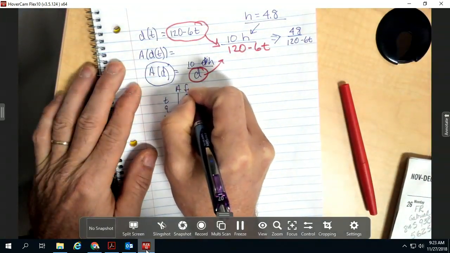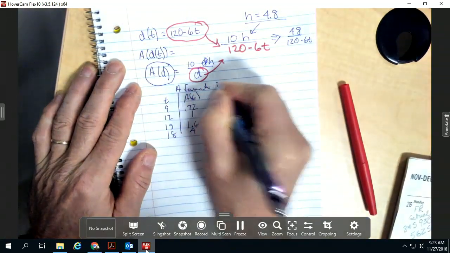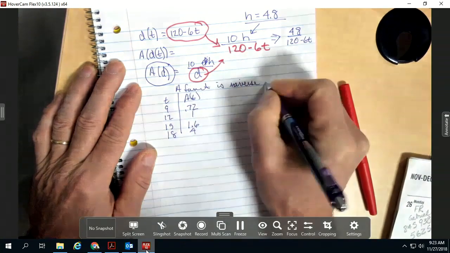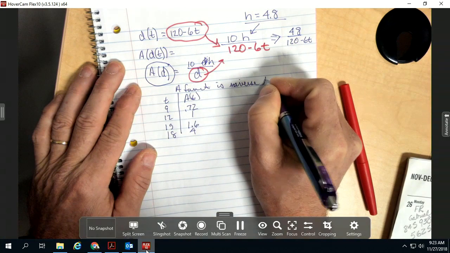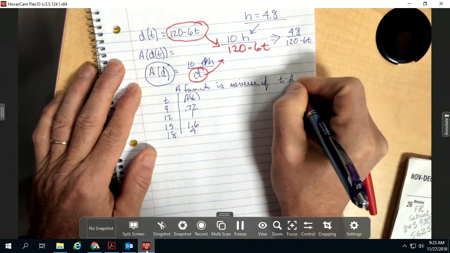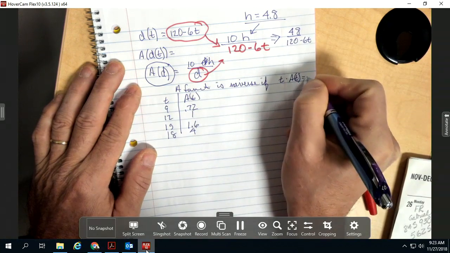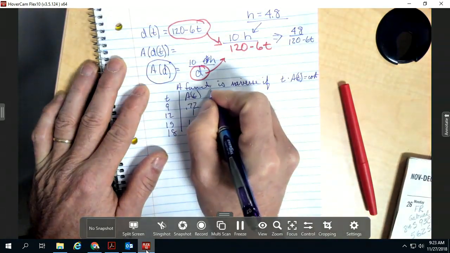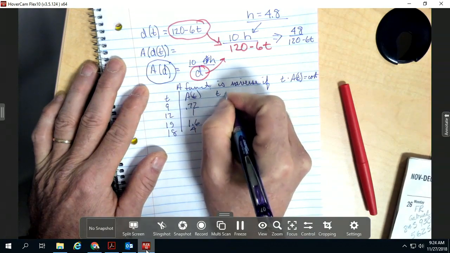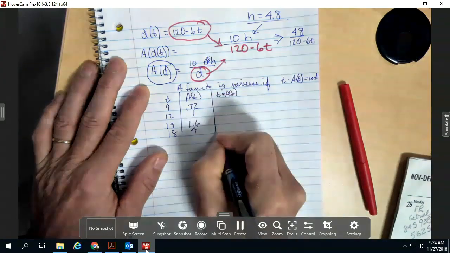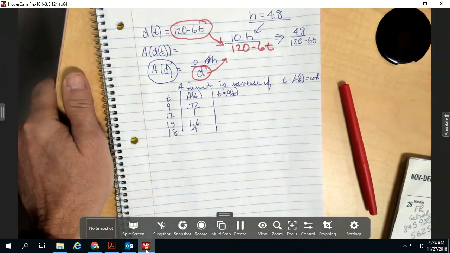A function is inverse if t times A of t is a constant. 9. So let's do t A of t. T times A of t. 9 times 0.72.